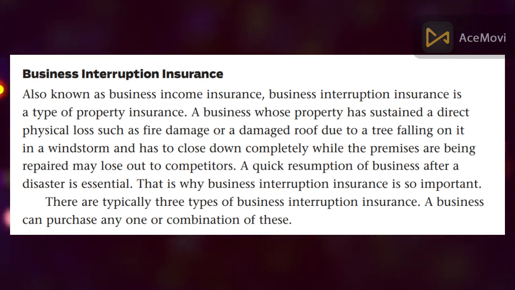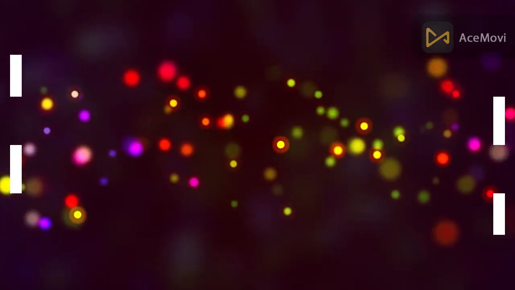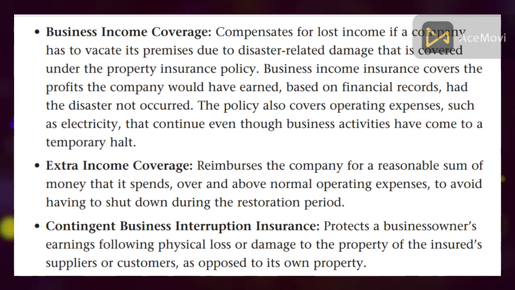There are typically three types of business interruption insurance. A business can purchase any one or combination of these. Business income coverage compensates for lost income if a company has to vacate its premises due to disaster-related damage that is covered under the property insurance policy. Business income insurance covers the profits the company would have earned based on financial records had the disaster not occurred.